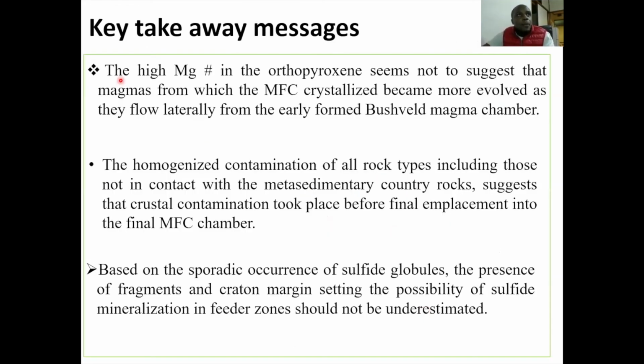And some of the key takeaway messages are that the high magnesium number in the orthopyroxene seems not to suggest that magmas from which the Molopo Farms Complex crystallized became more evolved as they flowed laterally from the early formed Bushveld magma chamber. And the homogenized crustal contamination of all the rock types, including those not in contact with the metasedimentary rock, suggests that crustal contamination may have taken place before final emplacement into the final Molopo Farms Complex chamber.